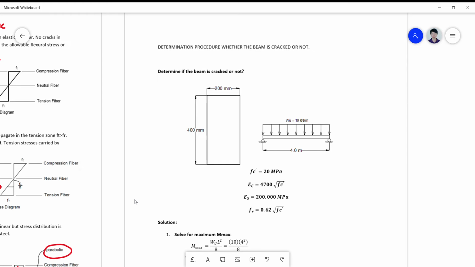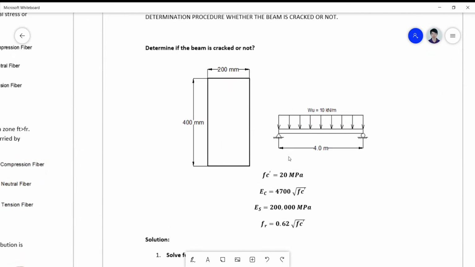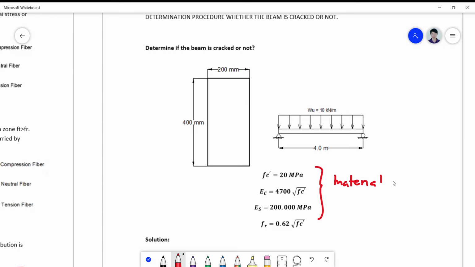So assuming that you have a rectangular beam, 200 by 400 millimeter in dimension, and the beam is simply supported having a span of 4 meters and having a uniform load of 10 kilonewton per meter. Okay, so your material properties are given. So these are the material properties.